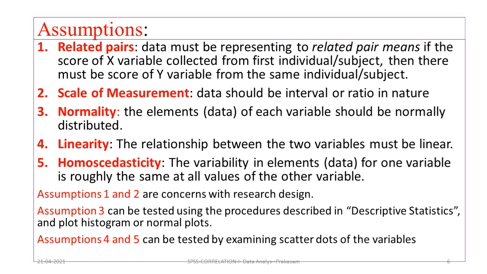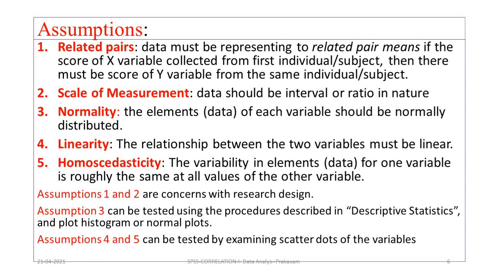The scale of measurement: data should be in the interval or in the ratio scale. Then normality: the data of each variable should be normally distributed. And also linearity: the relationship between the two variables must be linear. That means if one variable is increasing, another variable should be increasing, or if one variable is increasing, another variable should be decreasing. That means the first difference of the variable should be a constant. That is a linear relationship.